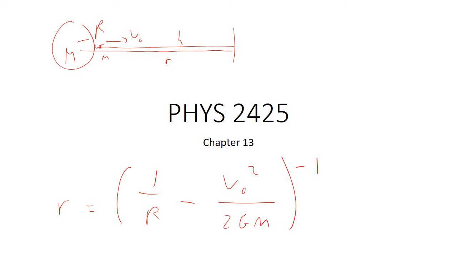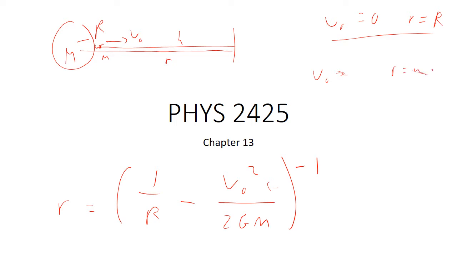Now, if you look at the equation, there's obviously a problem here. If v naught is 0, then obviously r equals r. It doesn't go anywhere, not a big deal. And then we said, okay, so v naught got bigger. As v naught got bigger, we found that r was something, and we solved for it.